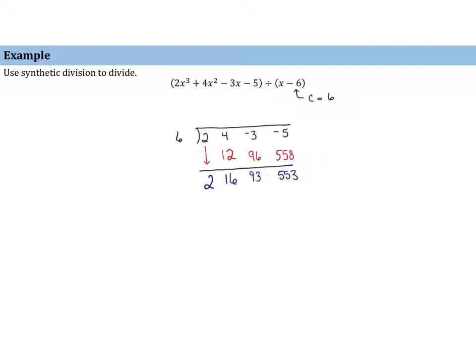At this point, some teachers like to go ahead and block off this last entry, because this entry is the remainder. These entries, the 2, the 16 and the 93, these are the coefficients of the quotient.